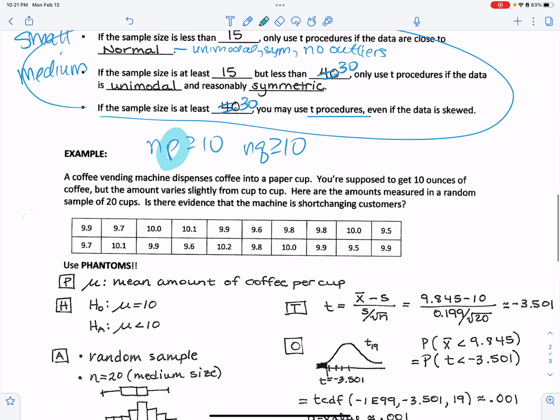So let's go ahead and look at here. A coffee vending machine dispenses into a paper cup. You get 10 ounces of coffee, but the amounts vary slightly from cup to cup. Here are the amounts measured in a random sample of 20 cups. Is there evidence that the machine is shortchanging customers?